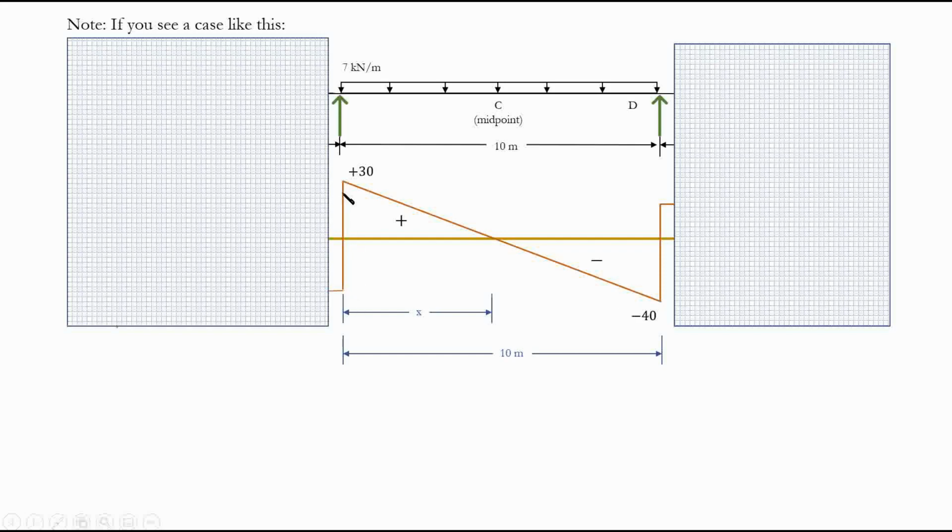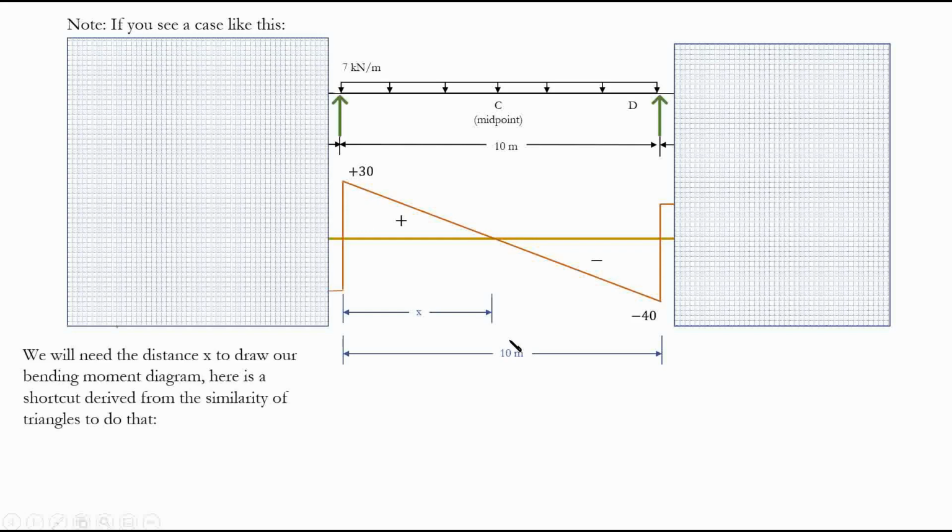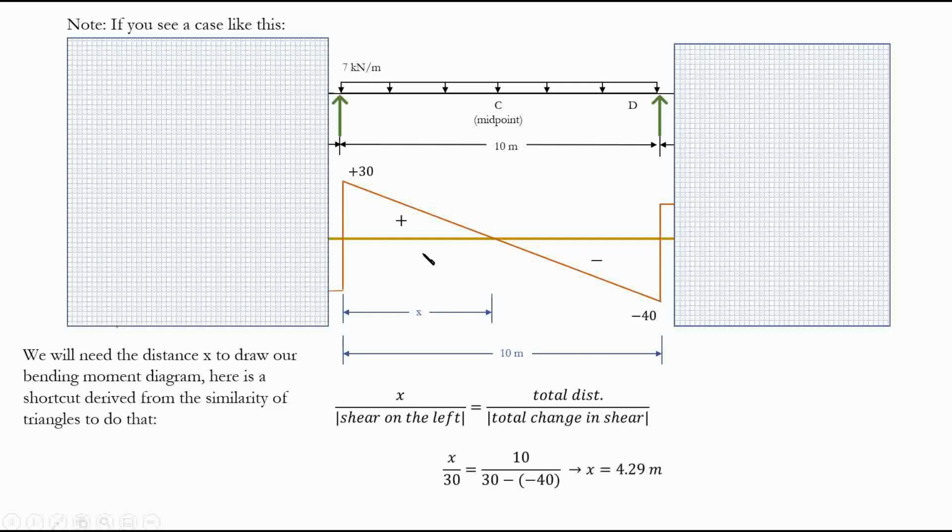It's negative 40 minus 30, or 70, basically. Again, here we're not dealing with sign, we are only dealing with magnitude, so don't worry about the sign. What I mean here is x divided by shear on the left, we can remember it like this, is equal to total distance divided by total change in shear. So in this case, x divided by 30 is equal to 10 divided by 70. Simple enough. X over 30 is equal to 10 over 70.